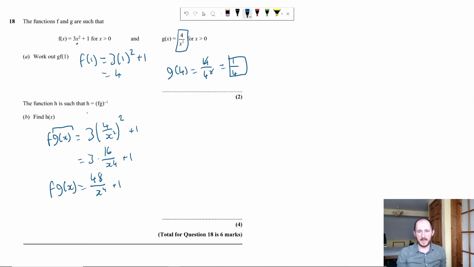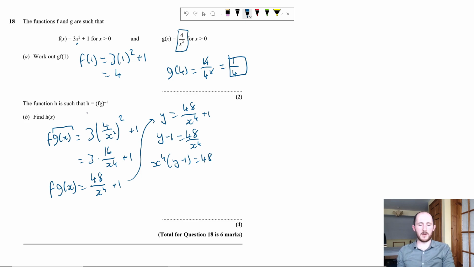Now to find the inverse function, what we're going to do is write y equals 48 over x to the 4 plus 1, and we're going to rearrange for x. Minus 1 from both sides, we get y minus 1 is equal to 48 over x to the 4. Times both sides by x to the 4, we get x to the 4 times y minus 1 equals 48.